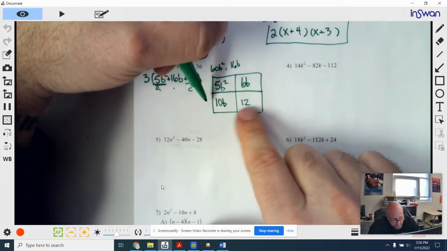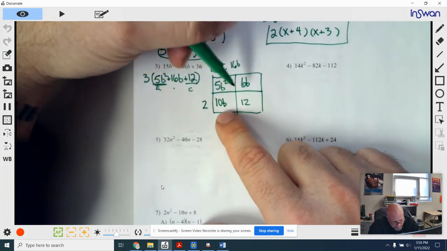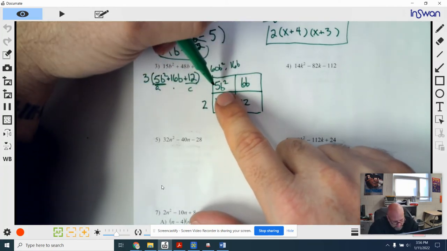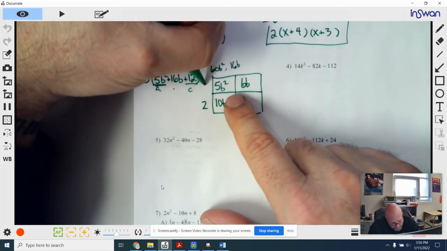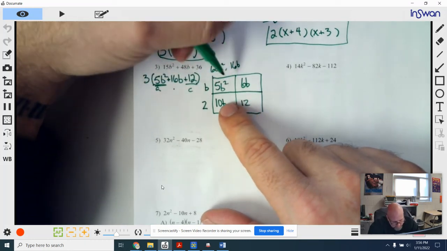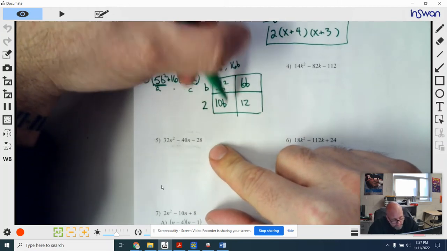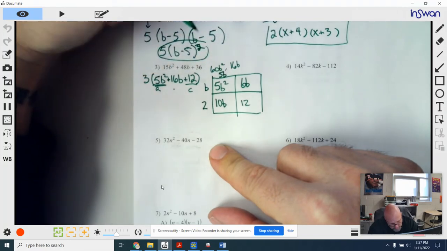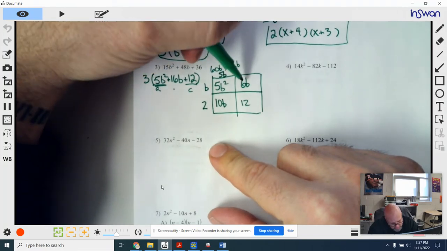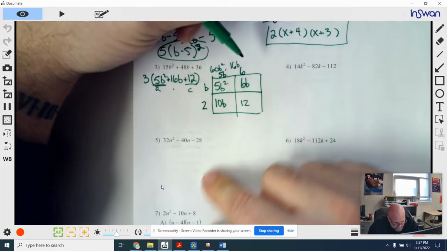So the GCF between 10b and 12, that's just going to be a 2. And then going straight across here, 5b squared and 6b, I can tell that the GCF is just the letter B. Okay, then I'm moving this direction, and between these two terms, I notice that the GCF is going to be a 5b. And then last, with this term here, I know it's going to be just a 6.